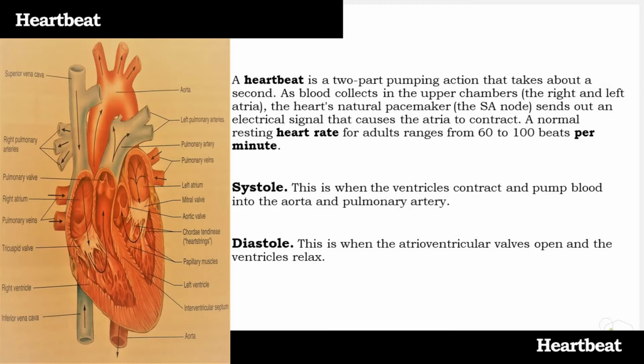Heartbeat. A heartbeat is a 2-part pumping action that takes about a second. As blood collects in the upper chambers, the right and left atria, the heart's natural pacemaker, the SA node, sends out an electrical signal that causes the atria to contract. A normal resting heart rate for adults ranges from 60 to 100 beats per minute.